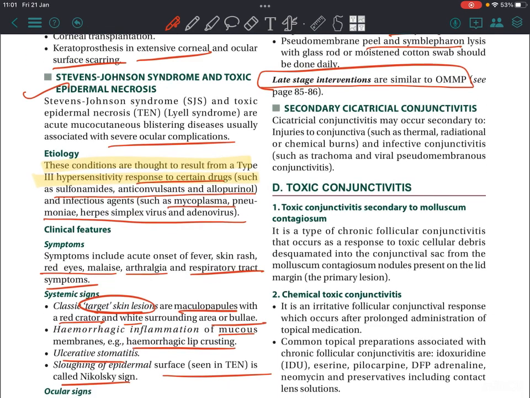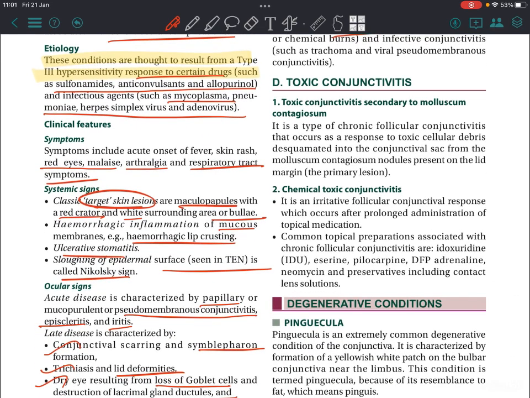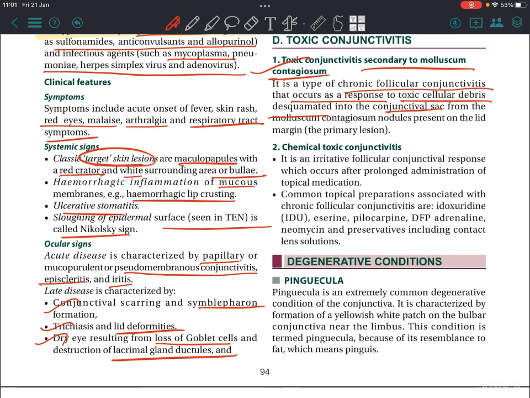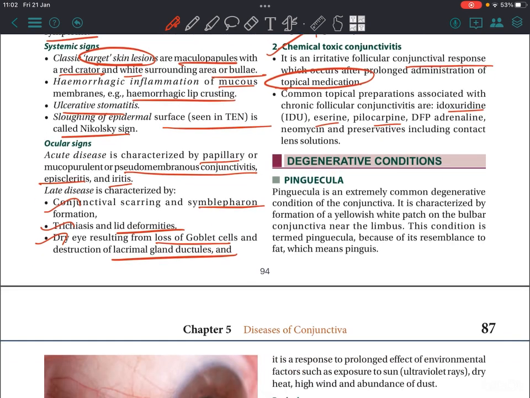Secondary toxic conjunctivitis: it is a secondary condition, and toxic conjunctivitis leads to conjunctivitis secondary to molluscum contagiosum. It is a type of chronic follicular conjunctivitis that occurs as a response to toxic cellular debris discharged into the conjunctival sac from the molluscum contagiosum nodules present on the lid margin. Chemical toxic conjunctivitis is an irritative follicular conjunctival response which occurs after prolonged administration of topical medication. Common topical preparations causing chronic follicular conjunctivitis are idoxuridine, eserine, pilocarpine, DFP, adrenaline, etc.